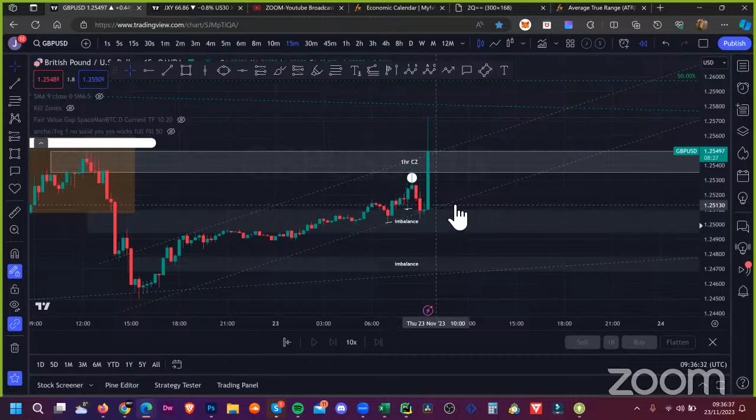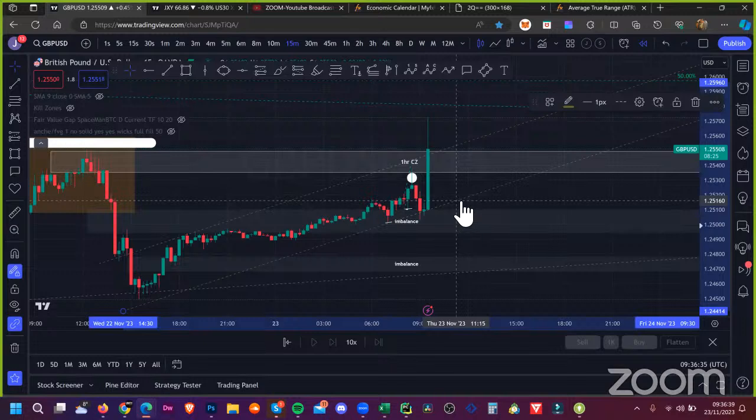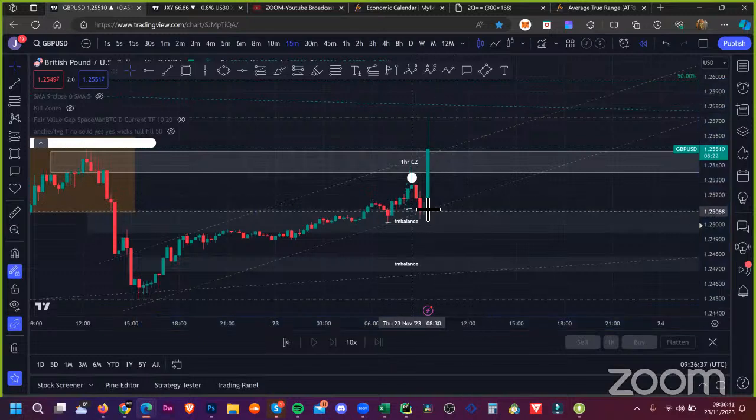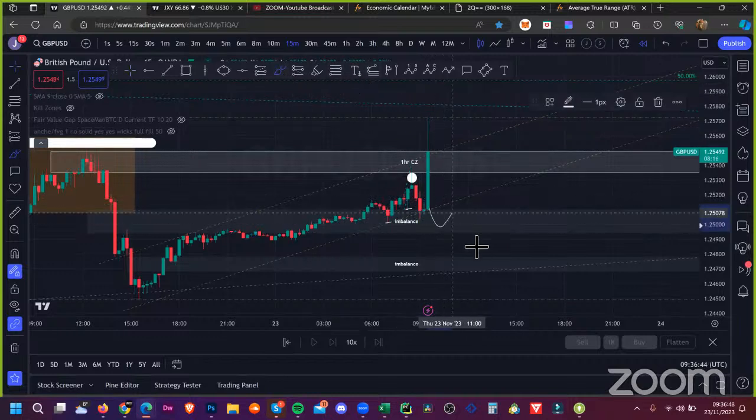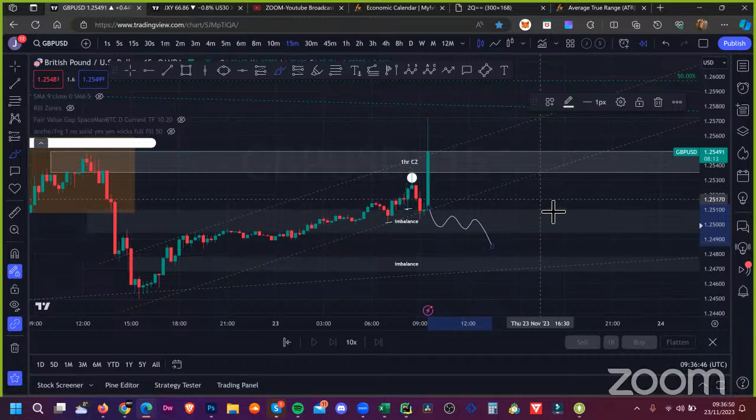I said I do not know whether or not this market is going to come and tap into this range here and then boing back up into this range here. That's what I was saying. So I don't know. The only time I do know, as a confirmation, is if this starts to break outside of this zone. This is what I said.